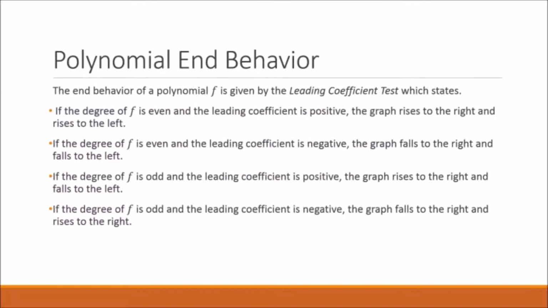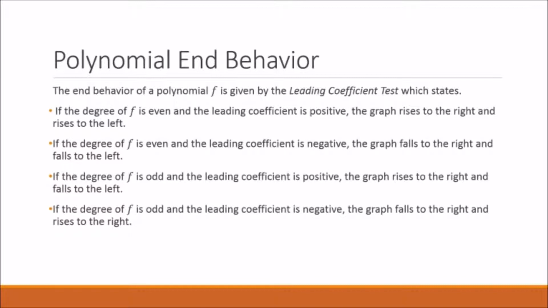Now we're going to look at the end behavior of a polynomial. The end behavior of a polynomial f is given by the leading coefficient test, which states if the degree of f is even and the leading coefficient is positive, then the graph rises to the right and rises to the left. If the degree of f is even and the leading coefficient is negative, then the graph falls to the right and falls to the left.